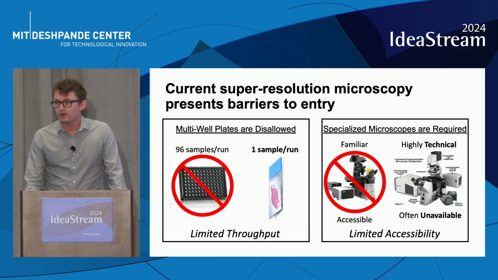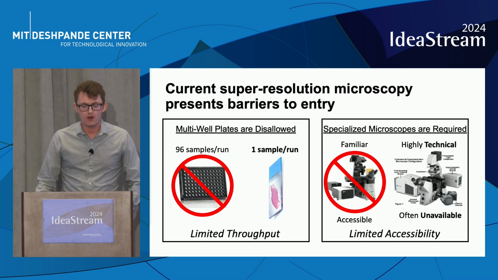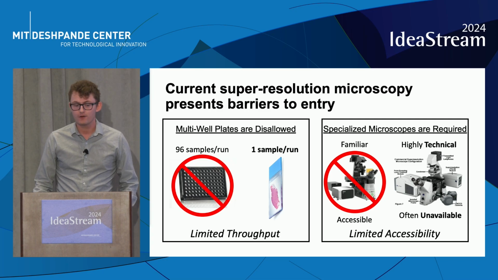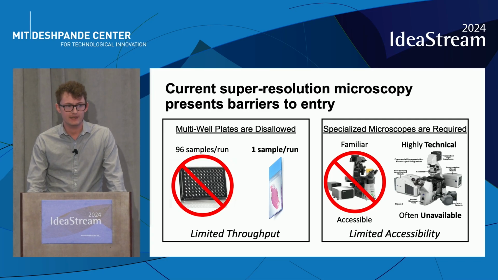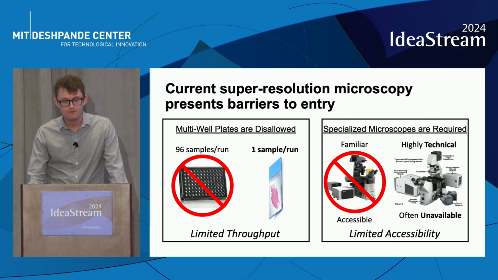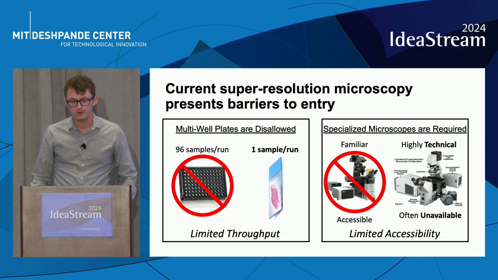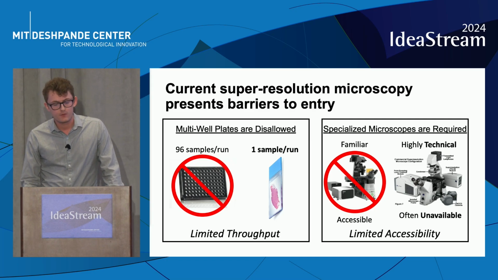So there are a number of super resolution microscopy techniques that exist today, but there are two key limitations that are ubiquitous in the field. The first is limited access to the multi-well plate formats that scientists really need in order to run large-scale experiments like screens. The second is that these techniques require highly specialized equipment as well as protocols and materials that researchers are typically unfamiliar with.